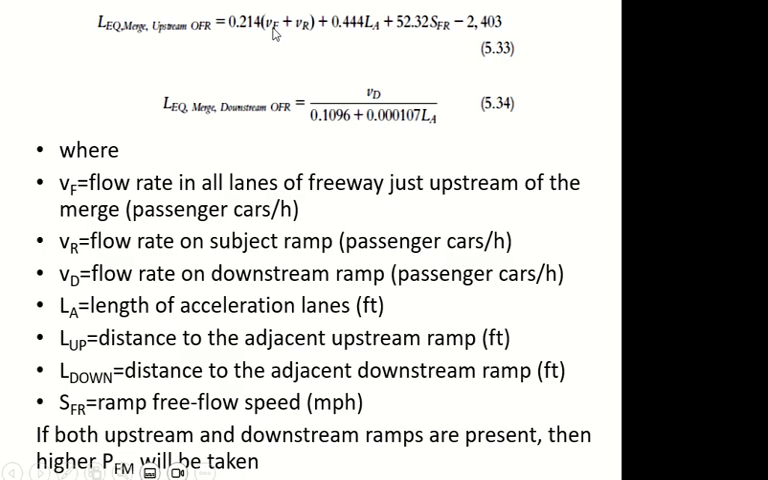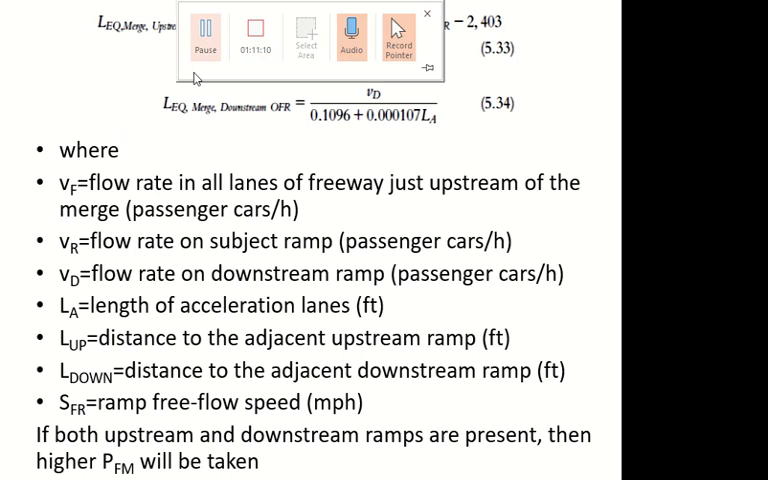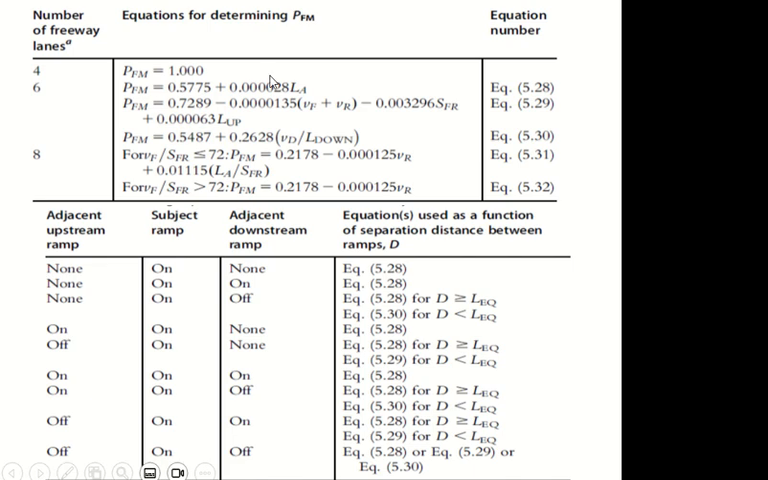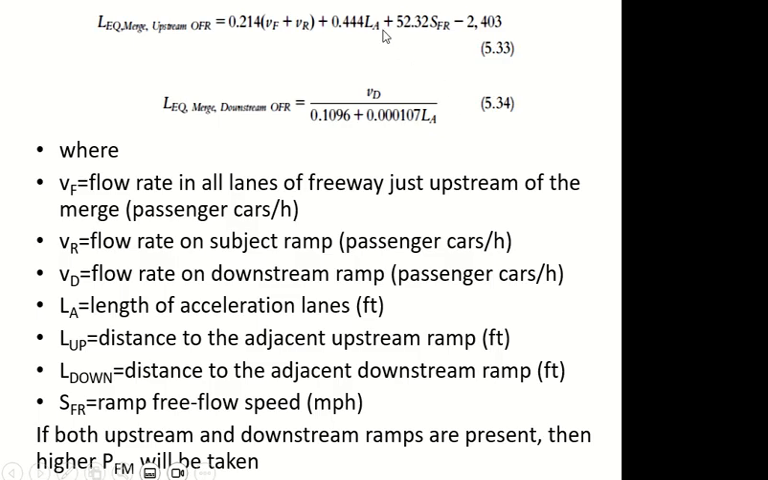VF is the freeway flow rate, and VR is the ramp flow rate. SFR is the free flow speed on the ramp. First of all, you will see whether you have 4 lanes, 6 lanes, or 8 lanes. If you have 4 lanes, no problem. If you have 6 lanes or 8 lanes, you have multiple options. Which options to go for? You have to look into this table, and in this table there are some conditions which require you to compare between D and LEQ. D is the distance between the two ramps, and LEQ will come from one of these equations.